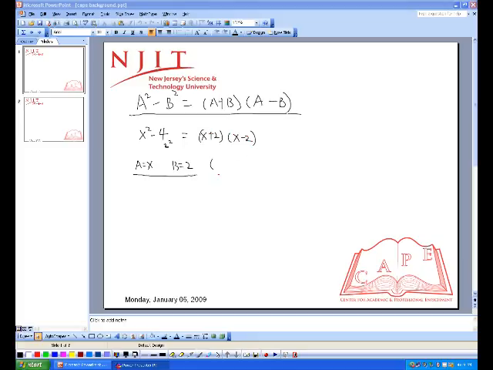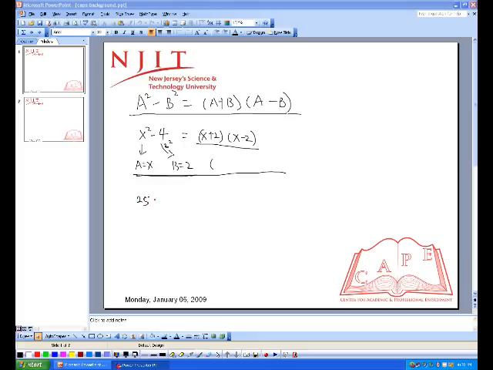Okay? So that's it. If you remember the formula, and you recognize what a is and what b is, you should be able to write out the answer right away. Okay, let's try another problem.